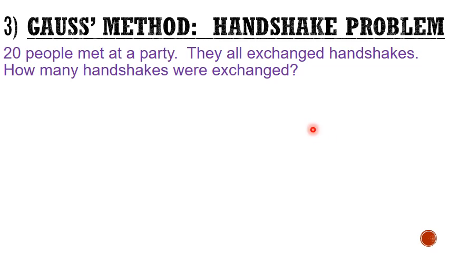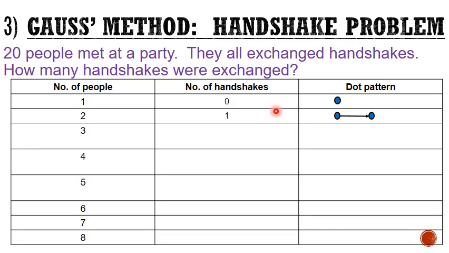So now let's go back to this classic PSLE question, the handshake problem. 20 people meet at a party. They all exchange handshakes. How many handshakes were exchanged? You don't have to draw this table out. I draw it out just to illustrate how this is a triangular pattern question. If there's only you, one person, obviously you don't shake hands with anybody. So there's no handshake.